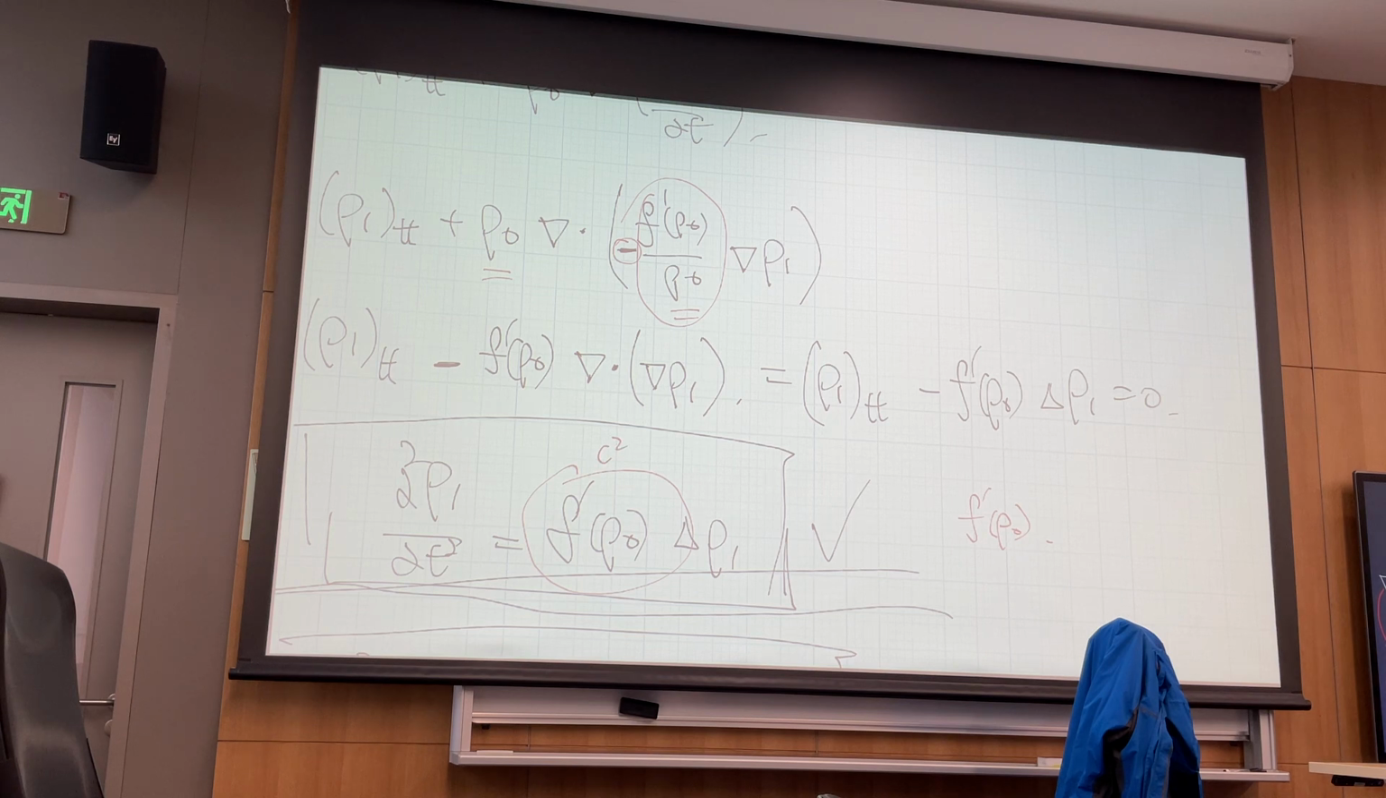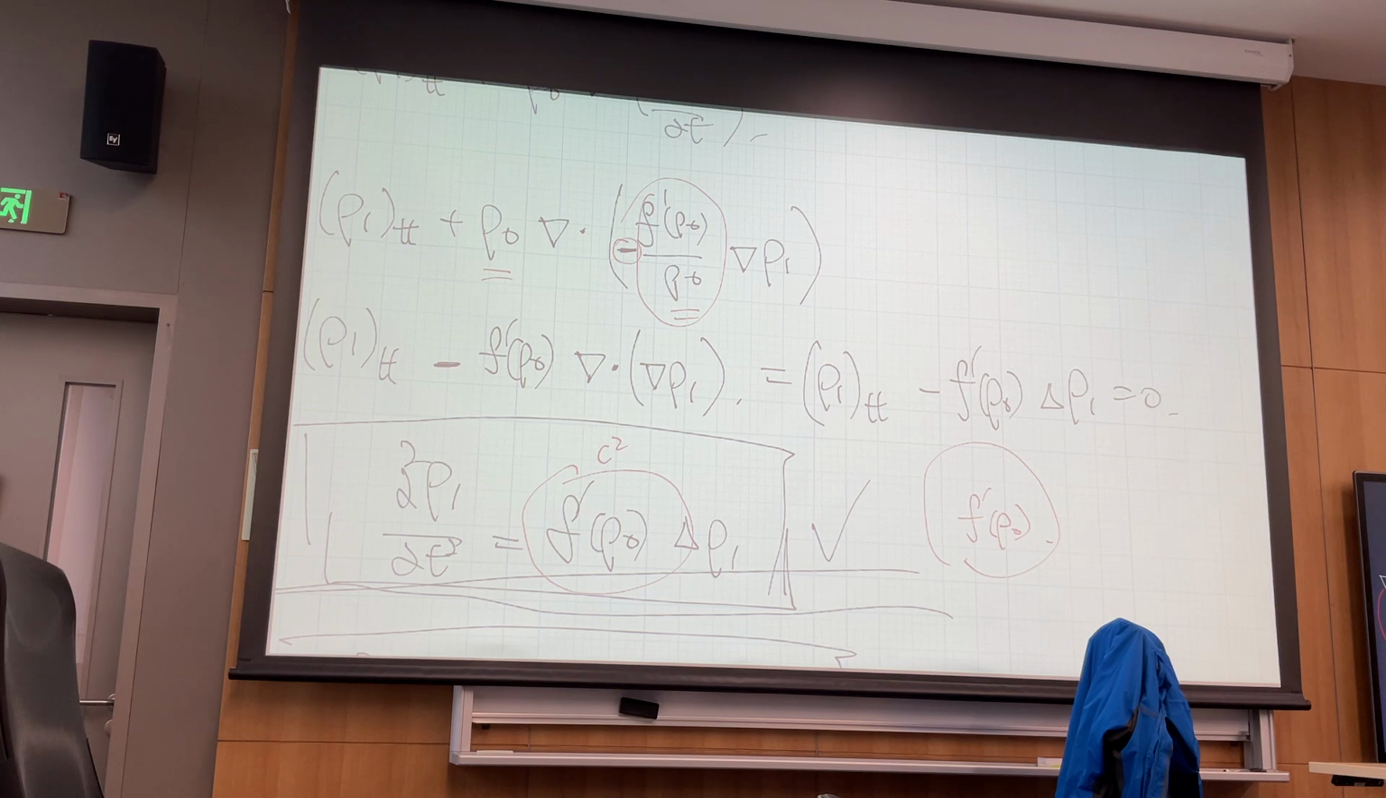What's the physical interpretation of C? Wave speed. Right? Then the question is why my f prime rho 0 should be the square of the wave speed. Let's try to recall what f prime rho 0 is.